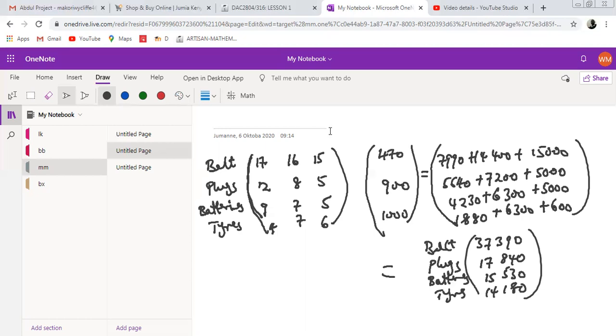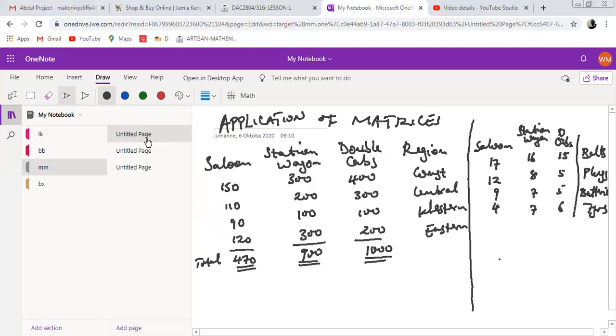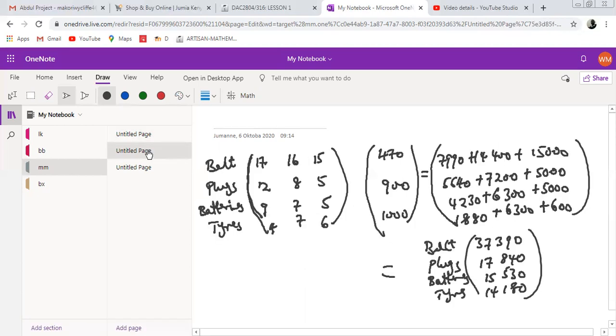So that if we put it in matrix, remember 470 here is the saloon, then we have station wagon and double cabin. If we refer to the matrix that we have here, 470 is the total number of saloons, 900 is for the station wagon, and 1000 is for the double cabin. When we come here and organize it in matrix form, you should be able to realize that these are the saloon, station wagon, and the double cabin.